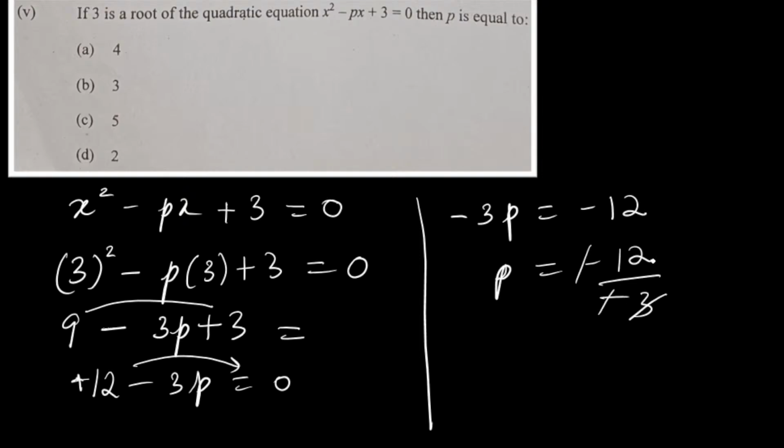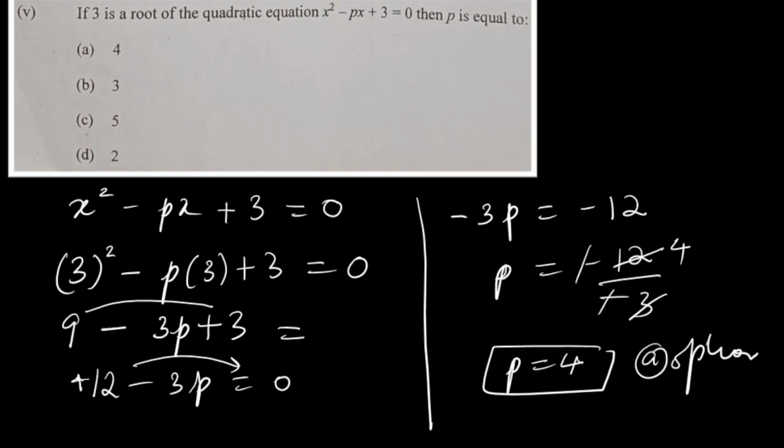So 9 plus 3 is 12. 12 minus 3p is equal to 0. Now 12 we will shift to the other side, so minus 3p is equal to minus 12. So p is equal to minus 12 by minus 3. Minus and minus will get cancelled. 3 into 4, so p's value will be equal to 4. Option A. Okay, let's do the next question.